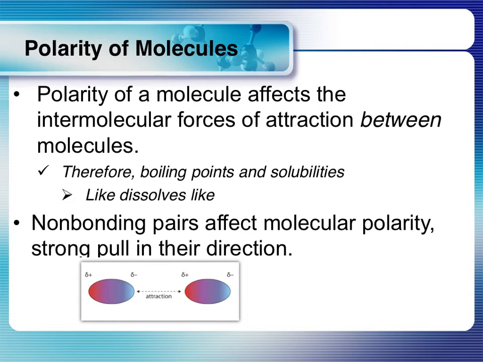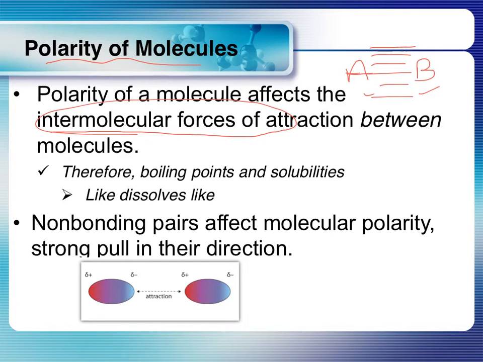Why is it important to know whether or not a molecule is polar? That's because that affects a lot of the molecule's properties, and that's because the polarity of a molecule determines what type of intermolecular attraction it will experience with other molecules. And so if you have molecules A and B, and they are both polar, they will experience stronger attraction to each other. That's called between molecules attraction. And that affects all sorts of properties like boiling points, melting points, how well it dissolves in water.